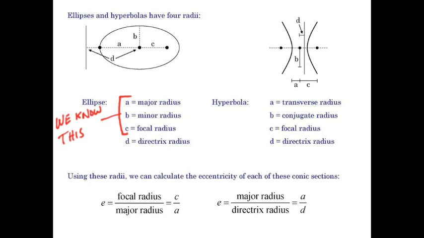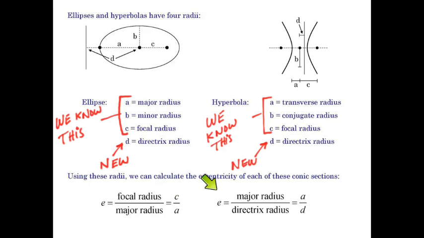So this is what we had from before, a, b, and c. This is going to be a new value, this length d, which is our directrix radius. Same thing with the hyperbola, but now we have this directrix radius. And using these radii, we can calculate the eccentricity two ways. So we're going to use both of these formulas moving forward. We'll talk a little bit about where they come from quickly, but in the end, we're going to use these ratios to allow us to graph our values.